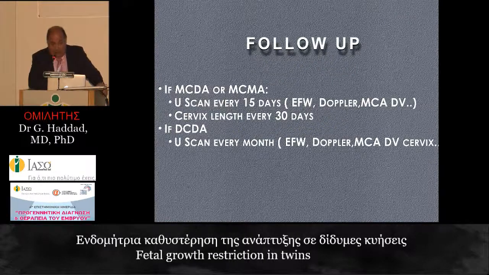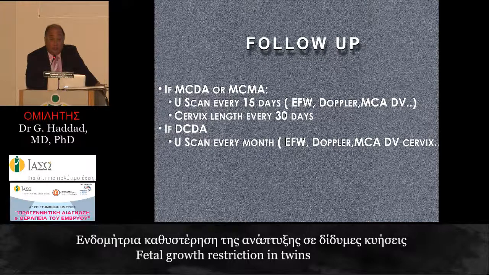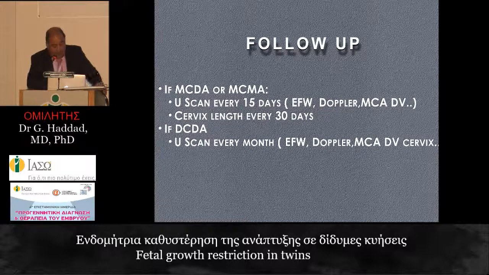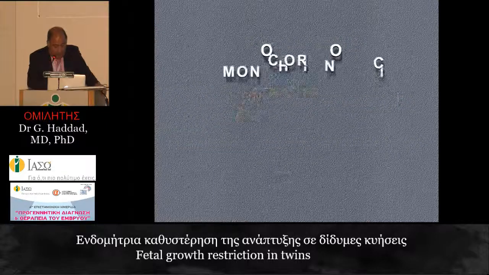So we decided in France, and I think now it's accepted in the whole world, when you have monochorionic monoamniotic or diamniotic, you have to do an ultrasound scan every 15 days. You have to do the estimation of fetal weight, the Doppler. You have to do the Doppler also on MCA and ductus venosus. You have to measure the cervix length every 15 days, even if it is mono or di. If it is di-di, a scan every month with the estimation of fetal weight of every twin for sure, the Doppler, MCA, ductus venosus, and the cervix also.